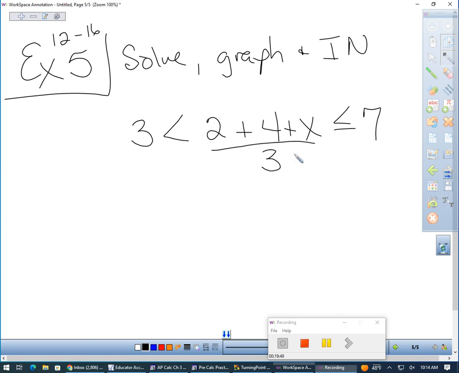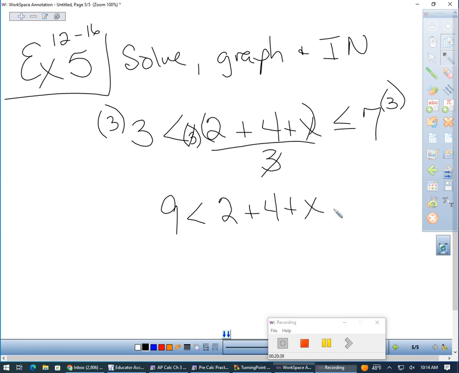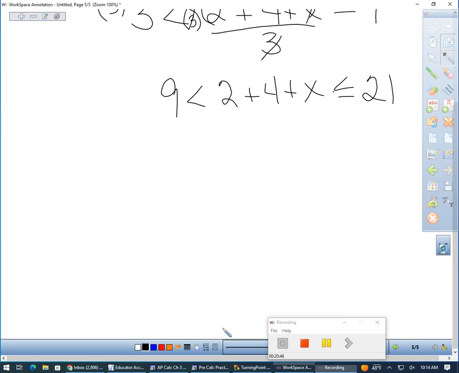So I'm going to multiply 3 times this whole thing here, and 3 here. On this side, 3 times 3 is 9, less than. Here our 3's cancel. So I have 2 plus 4 plus x is less than or equal to 7 times 3, which is 21. Awesome. All right, now what can I do in the middle?